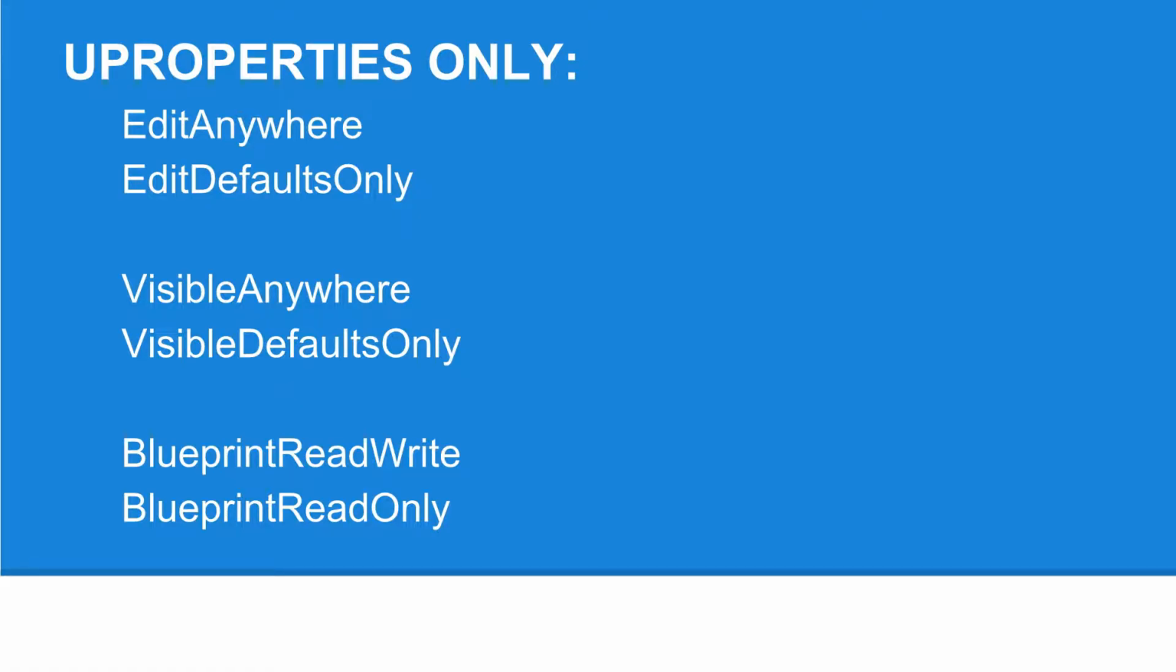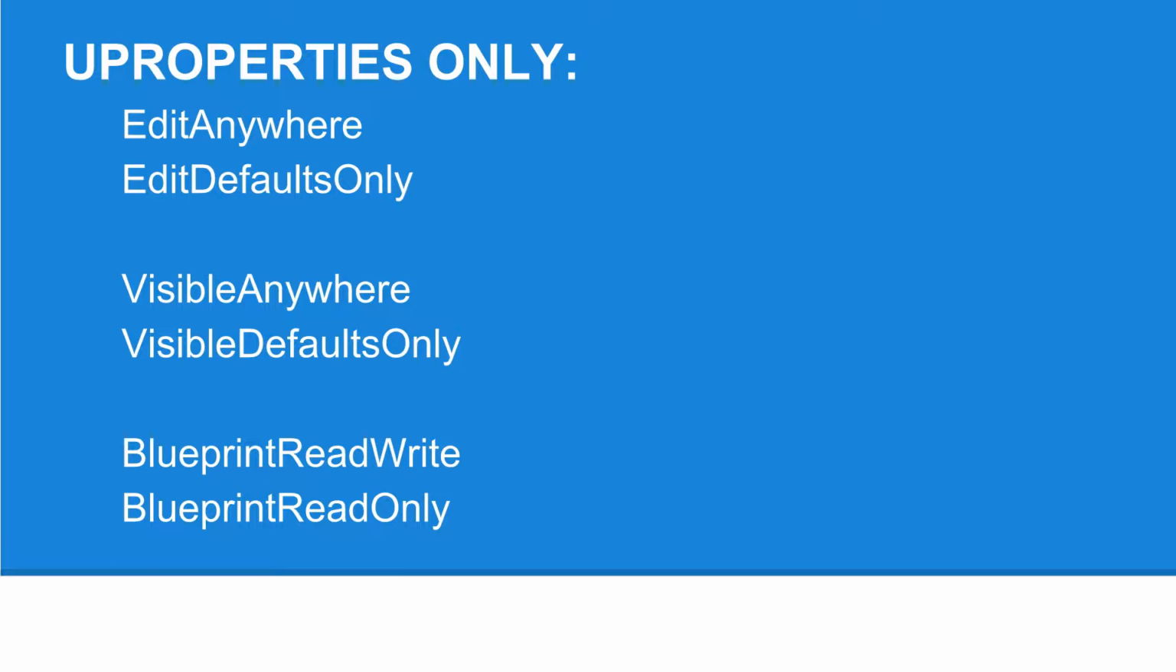So the first thing I want to talk about is UProperties, and specifically UProperties and their specifiers. I'm going to talk about 6 specifiers for the UProperties and 1 specifier for UFunctions. These are just the basics. There are a lot more, but these will handle a good chunk of what you want to do, especially early on. Later on in this tutorial series, we'll start to see more advanced specifiers and their uses.